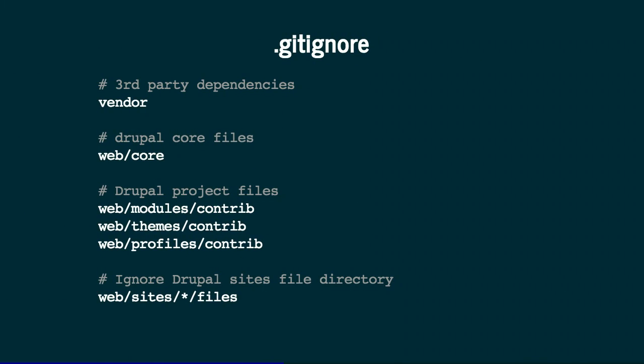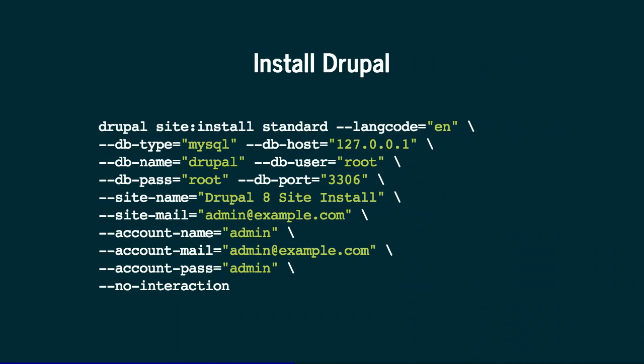Let's take a look at the .gitignore file. In this case, we can see we are ignoring the vendor directory. So any third-party dependency will be ignored and won't be committed in the repo. We are ignoring the web core, so any core files will also be ignored. And we are ignoring modules, themes, and profiles, because we will use Composer to manage all those projects, right? And we are also ignoring sites files, and should be ignoring private as well.